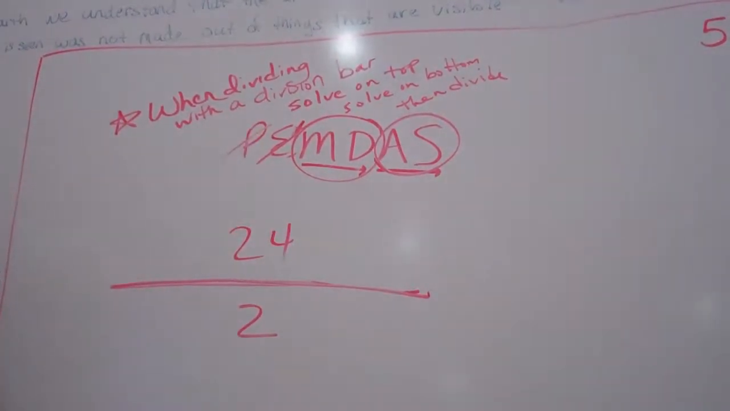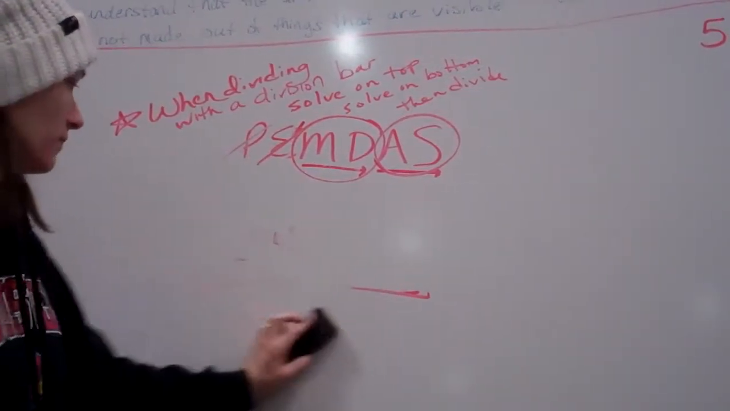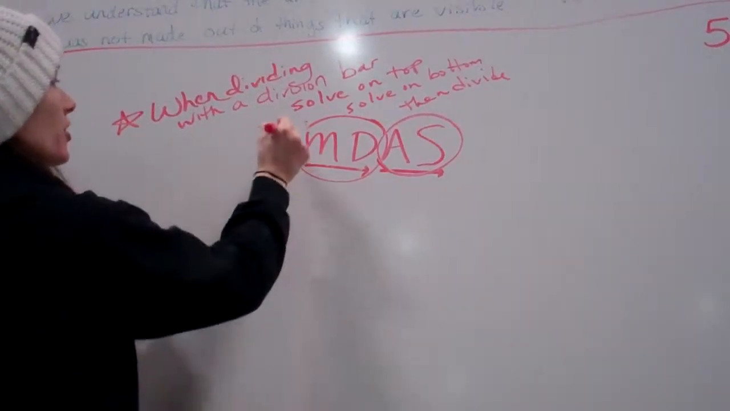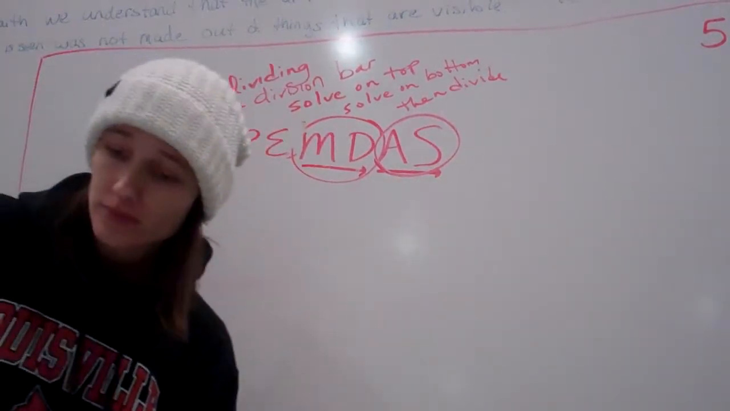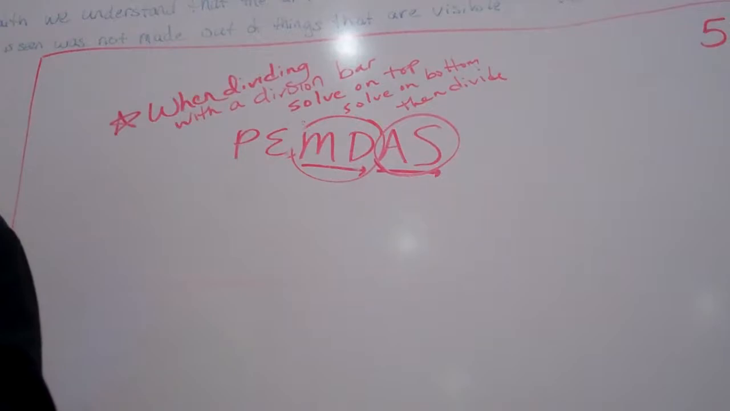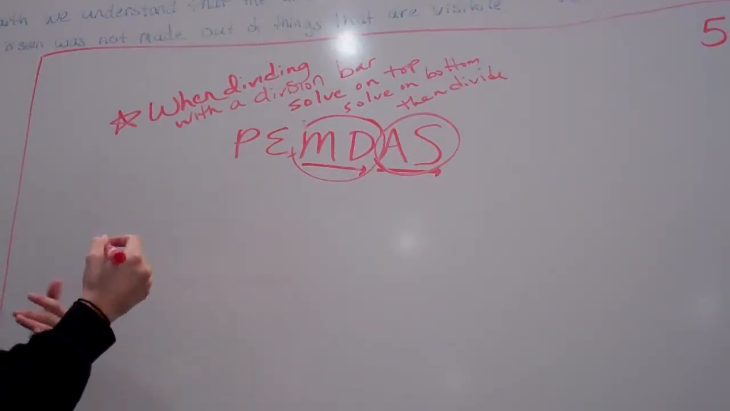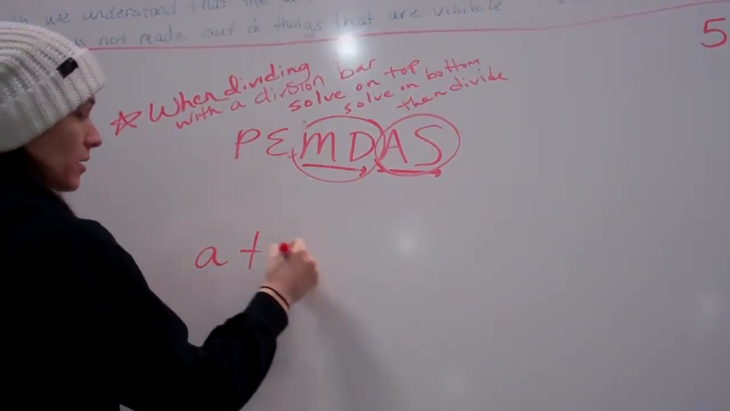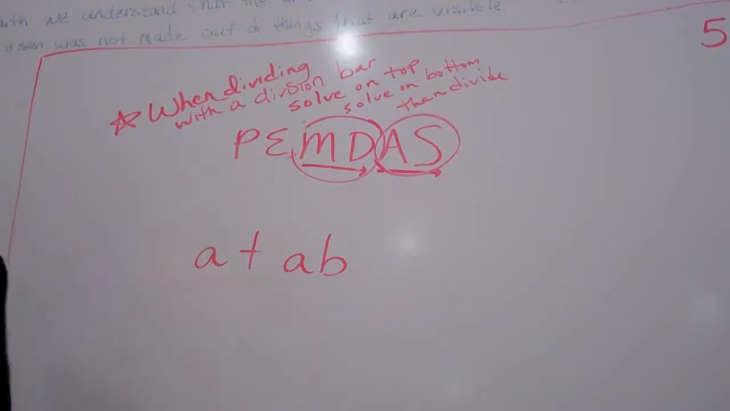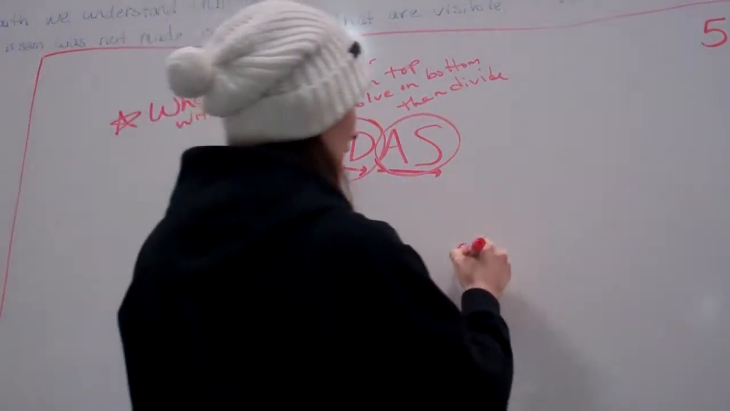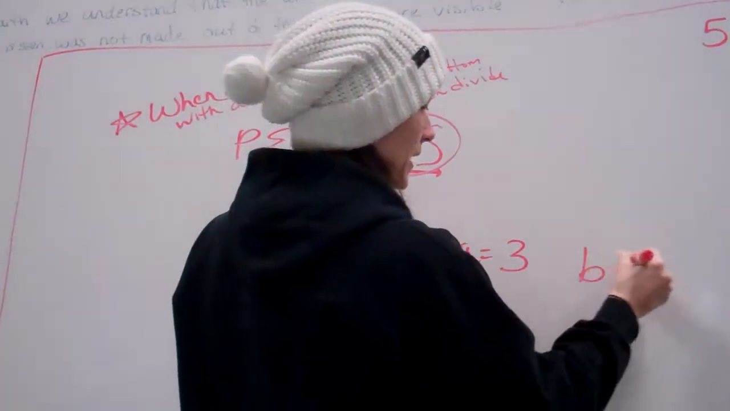And 24 divided by 2 is 12. Very good. And so that's how you'll do that. Now, this next one that you're going to see me do, you have to follow by what I'm saying. It's very important. Okay? So if they tell you to evaluate A plus AB, and they tell me that A is 3 and B is 4.